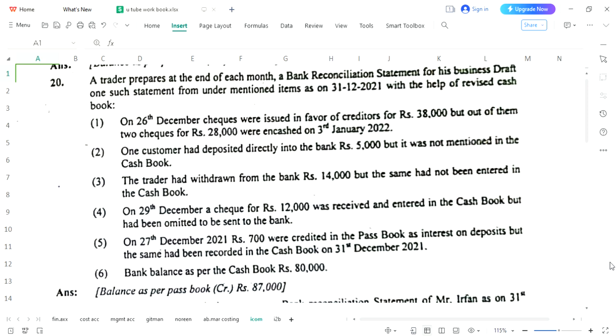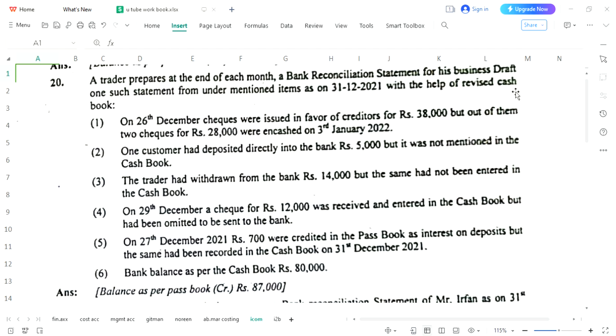Today's target is to solve question number 20. The chapter we are dealing with is bank reconciliation statement. As you can see, we are needed to prepare BRS. But at the same time, this BRS is required to be made with the help of a revised cash book. Please note it down. It is revised cash book.